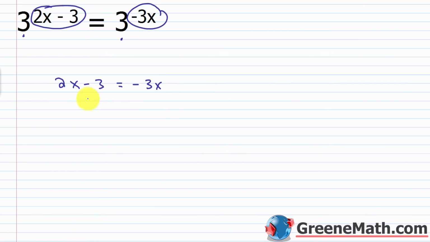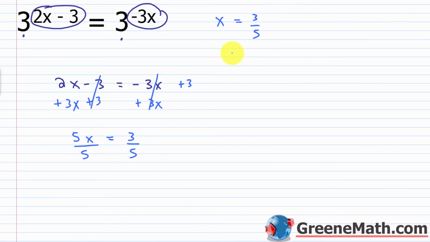So let me add 3 to each side of the equation. And let me add 3x to each side of the equation. And so this would cancel, and this would cancel. So 2x plus 3x is 5x. And this is equal to 3. Divide both sides of the equation by 5. And we'll see that x is equal to 3/5. Or again, in solution set notation, we just put 3/5 inside of set braces.